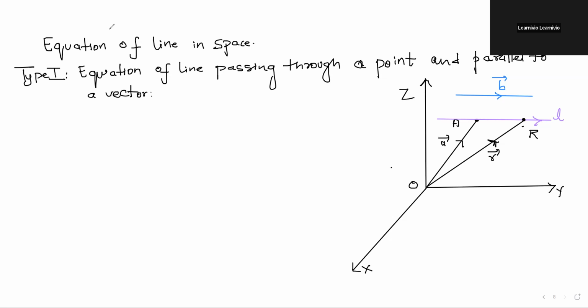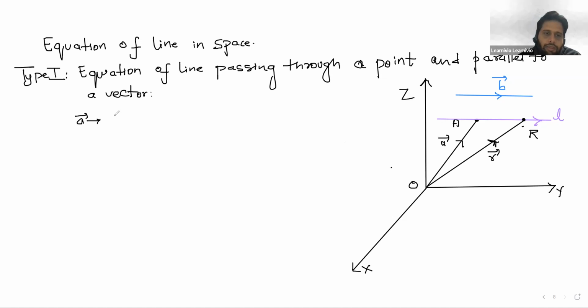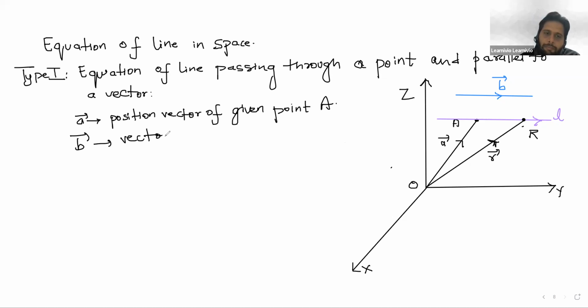Okay, so I hope everyone is back now. Let's continue this. So we are discussing the equation of a line in space, and our first type is the equation of a line which is passing through a point and parallel to a vector. So here, what is A? It is the position vector of the given point. Okay, here the point is A, so your line is passing through this point. What is B? Vector parallel to the line. Okay, and we have taken a point R, which has the position vector R.